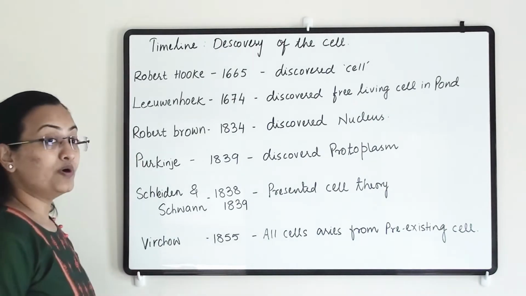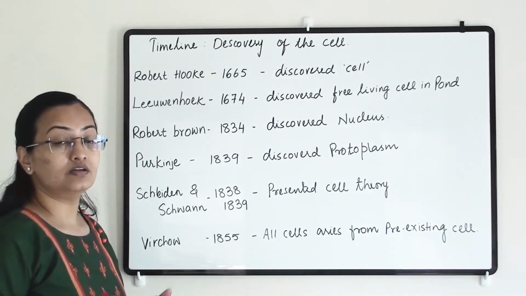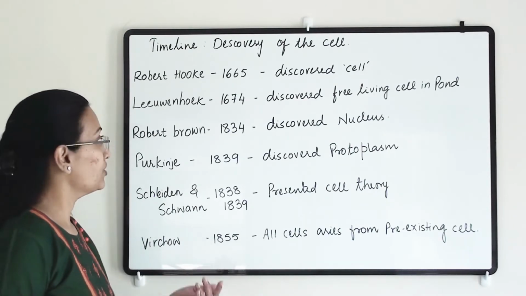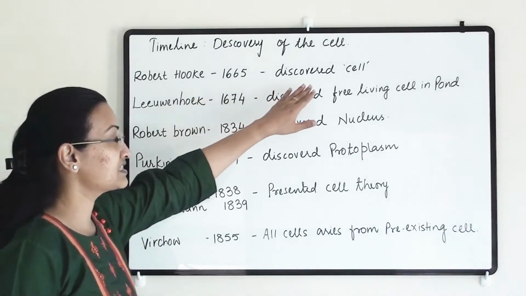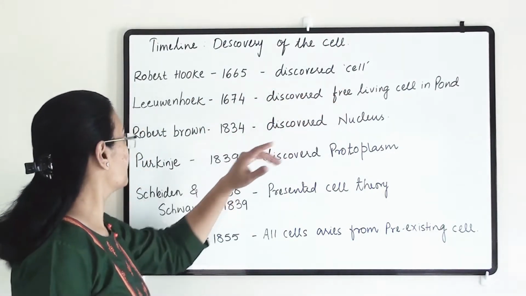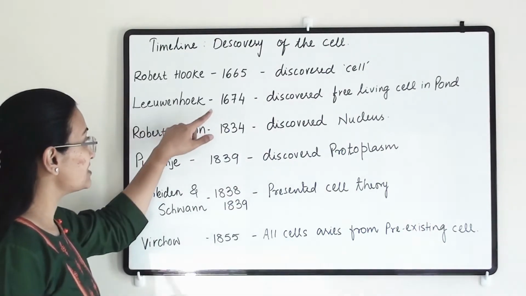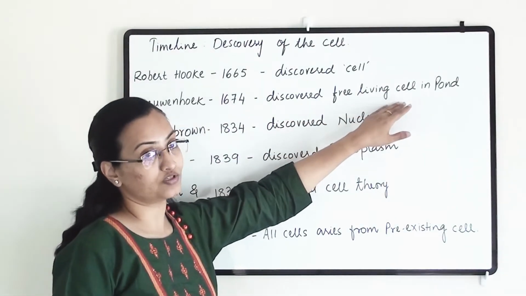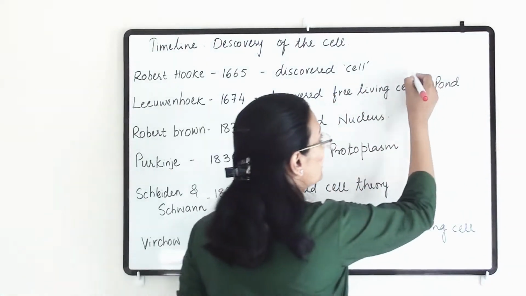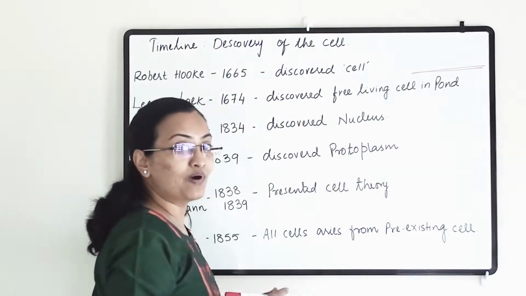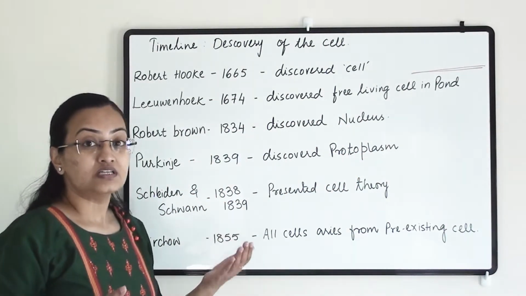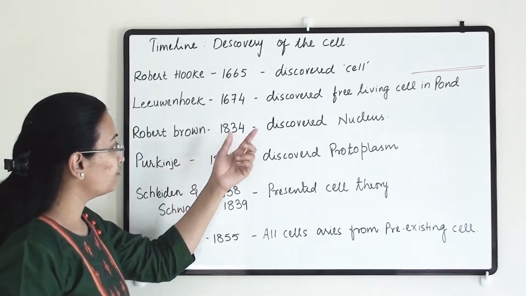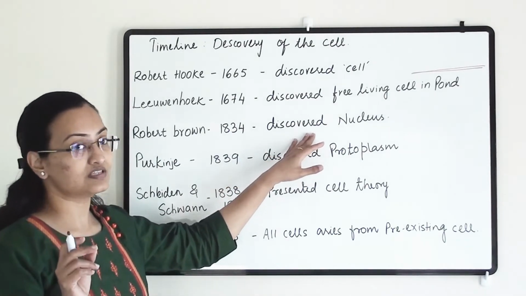First, Robert Hooke was the person who discovered that cells exist, and that too with a primitive microscope. So in 1665 he discovered that cells exist. Then after that, Leeuwenhoek was the scientist. In 1674 he discovered the free living cell in pond water. By this time the scientists had developed advanced microscopes and they could see a cell in better ways. Robert Brown in 1834 discovered the nucleus within the cell.